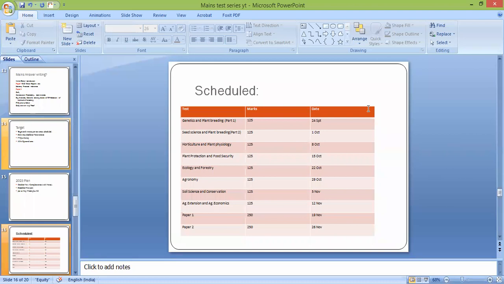Just focus on a few full-length tests, because what happens is you just have 60 days. At least you have to write 15 GS tests and 5 essay tests, that is 20, then 5 or 6 or 10 optional tests, that is 30. So in those 60 days, 30 days you have to write tests, each for 3 hours. So it will be very hectic. If you are able to complete and make notes and you are ready now, then it will not harm you when you write the mains.